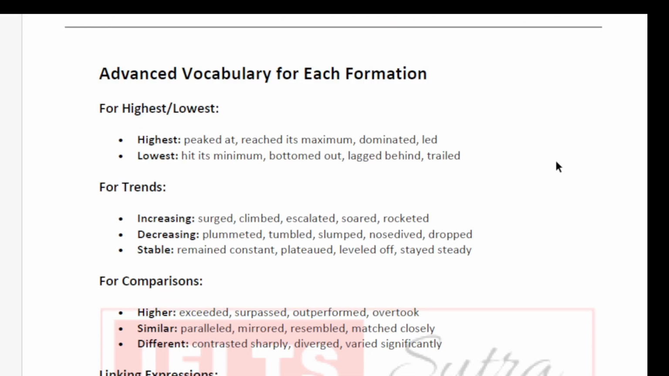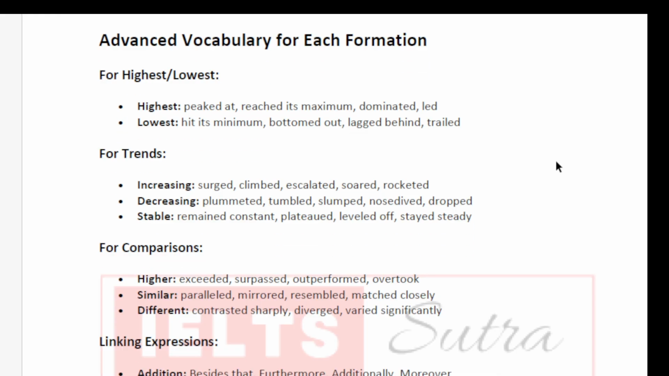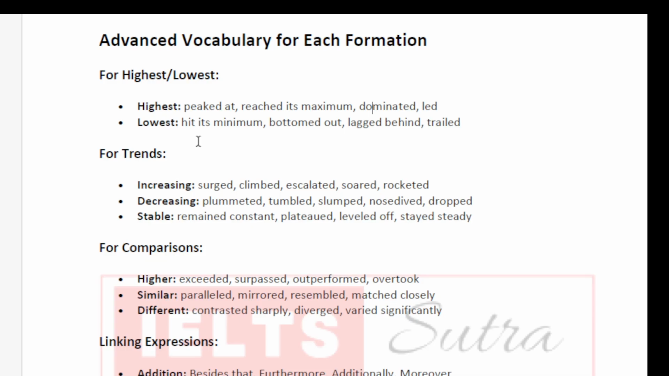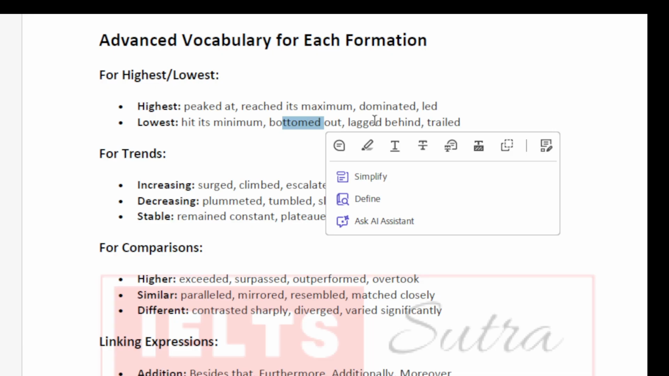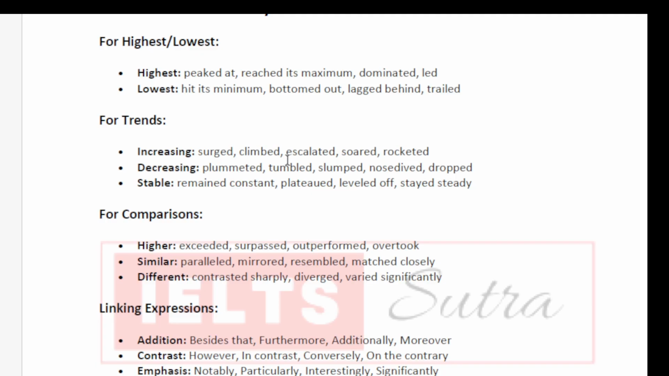So this is another advanced vocabulary that you can use for describing different data points. Like for highest and lowest points, you can use peaked at, reached its maximum, dominated. For lowest, you can say hit its minimum, bottomed out, etc. I would suggest you to go through this PDF after watching this video, so that you can learn all this vocabulary and use it in your task reports.